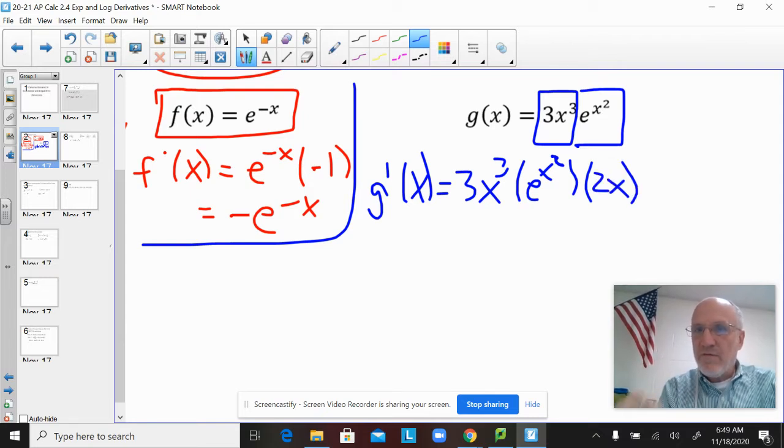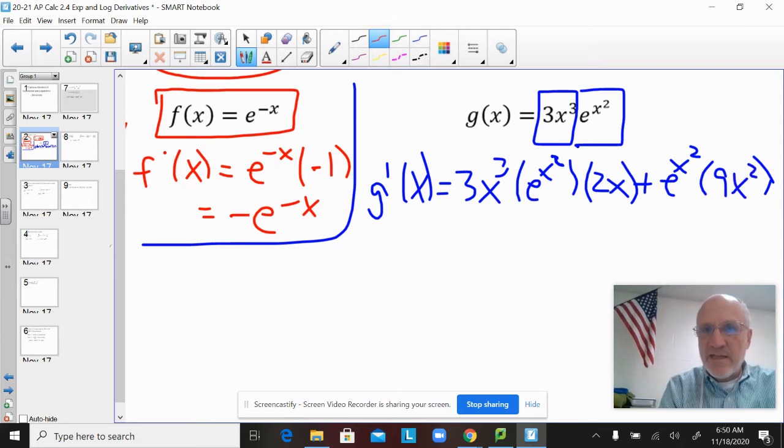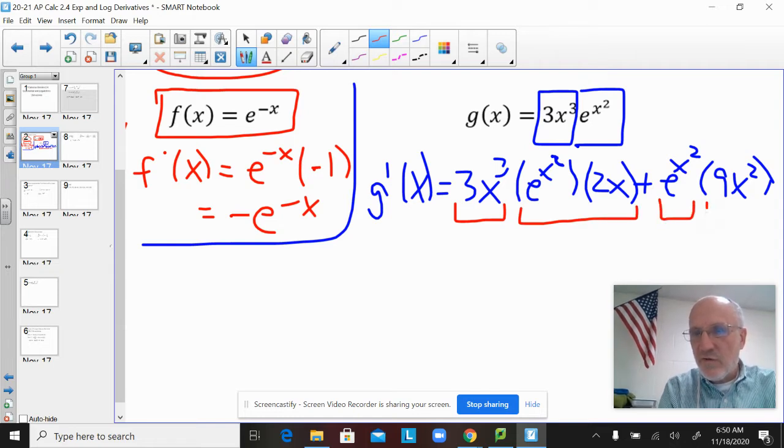So far I have the first times the derivative of the second, plus the second, which is e to the x squared, times the derivative of the first, and the derivative of 3x cubed is what, 9x squared. So again, you have to recognize this as first times derivative of the second plus second times derivative of the first.